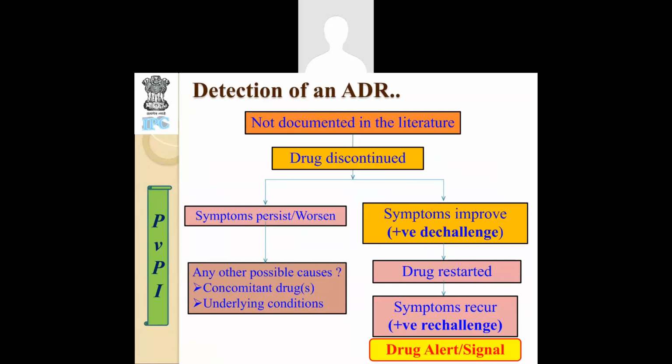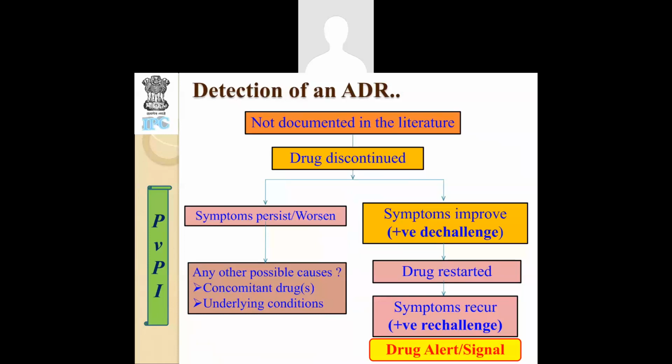After discontinuing the drug, the ADR has subsided. Again, you have given the same drug, and the patient developed the same adverse drug reaction. So this gives the conclusion that this drug is the culprit producing the adverse drug reaction, which was not documented earlier. That's why it becomes a signal.